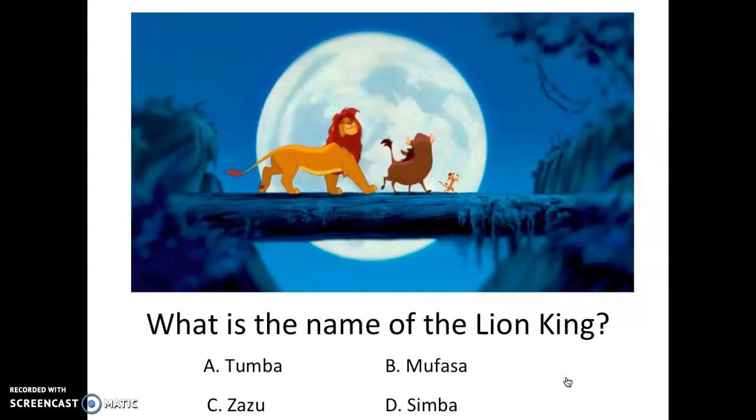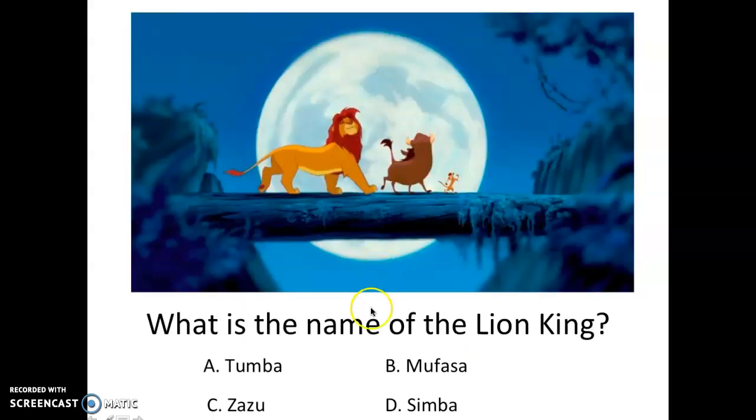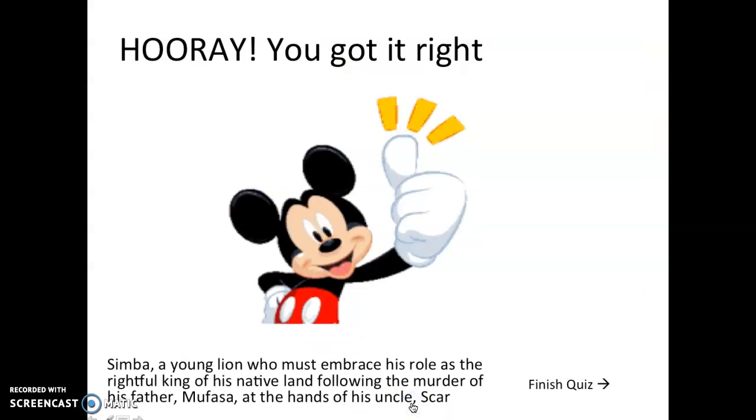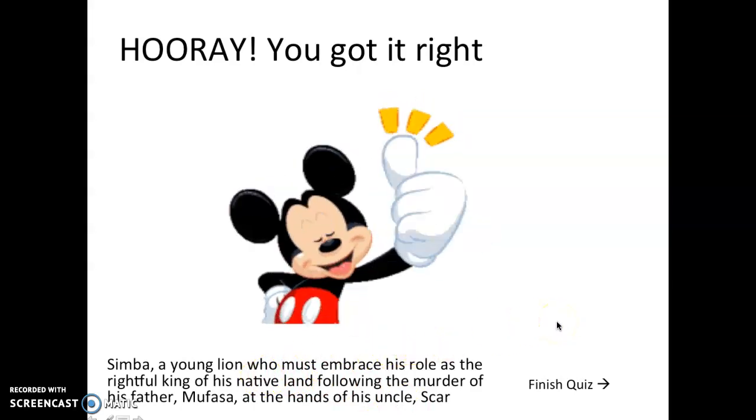What is the name of the Lion King? A, Tumba, B, Mufasa, C, Zazu, or D, Simba? Let's go for Mufasa. Oh no! Let's try again, folks. It's okay. Simba? You got it right. There's an explanation saying Simba, a young lion who must embrace his role as a rightful king of his native land following the murder of his father Mufasa at the hands of his uncle Scar.